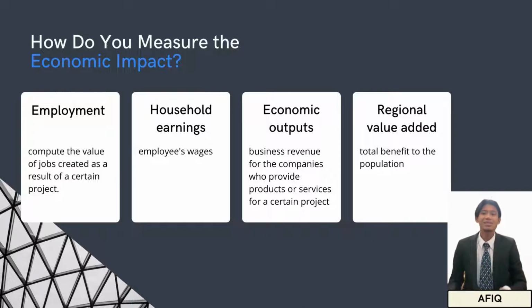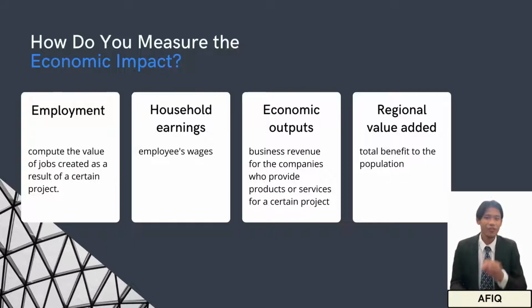The third one is by measuring from the economic output. This may also be referred to as business revenue for the companies who provide products or services for a certain project. For example, the economic output includes all supplies, labor, and services required to complete a project. Thus, it will bring positive economic impacts on those who supply the items.